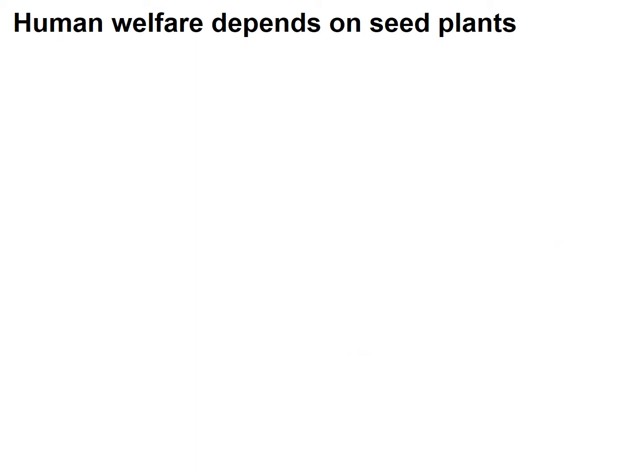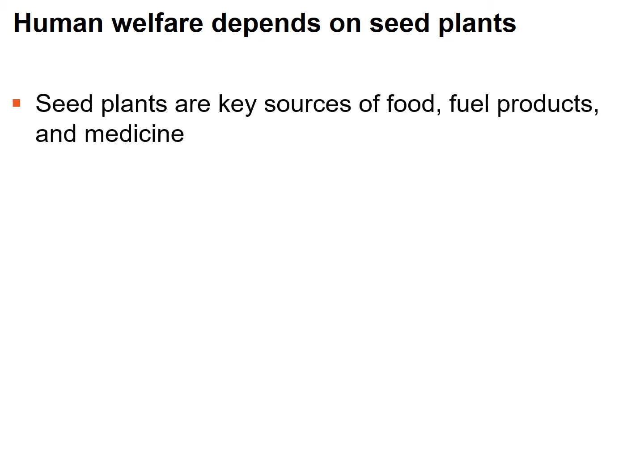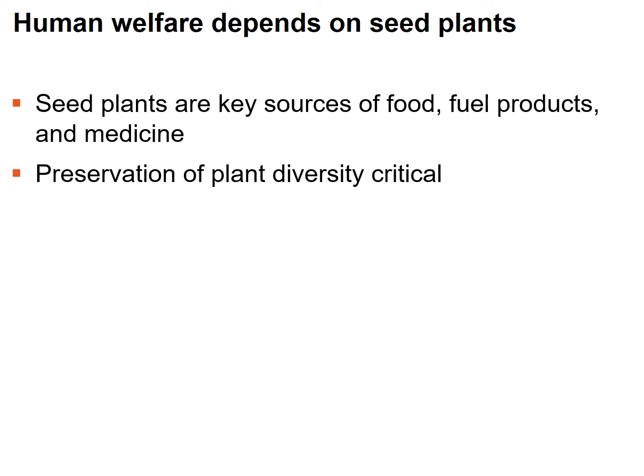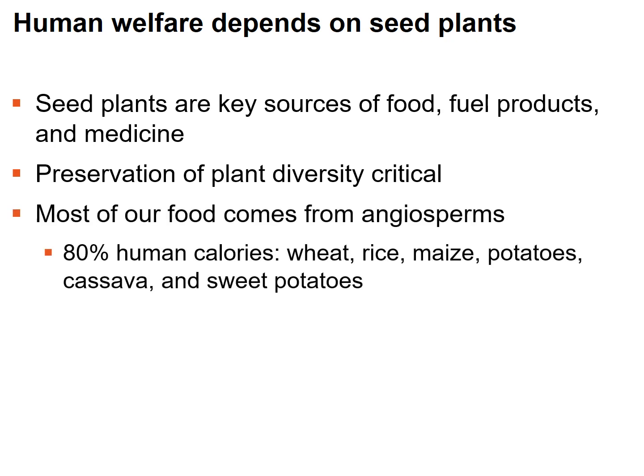Seed plants are quite important for humans, not just for their oxygen and the beautiful flowers that some of them produce, but they are key sources of fuel and wood, of course, and medicine as well. We rely on seed plants to preserve the diversity of plants. And most of our food comes from angiosperms. Even though they're flowering plants, they also produce fruits and grains that we actually use to eat. Your textbook cites that 80% of human calories come from these following angiosperms.